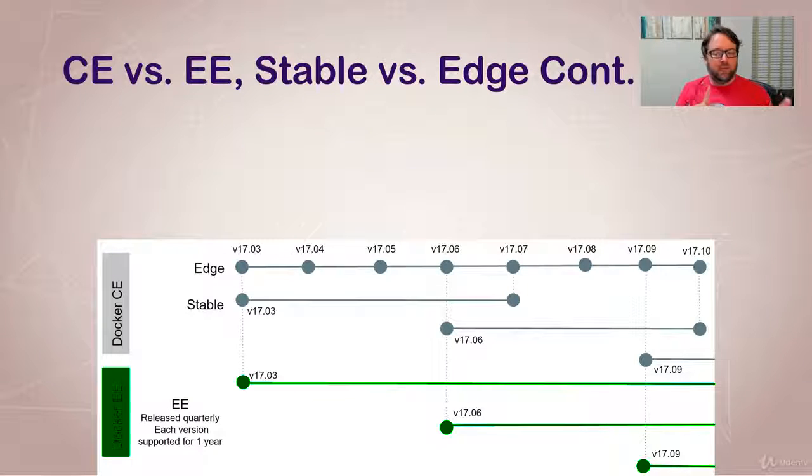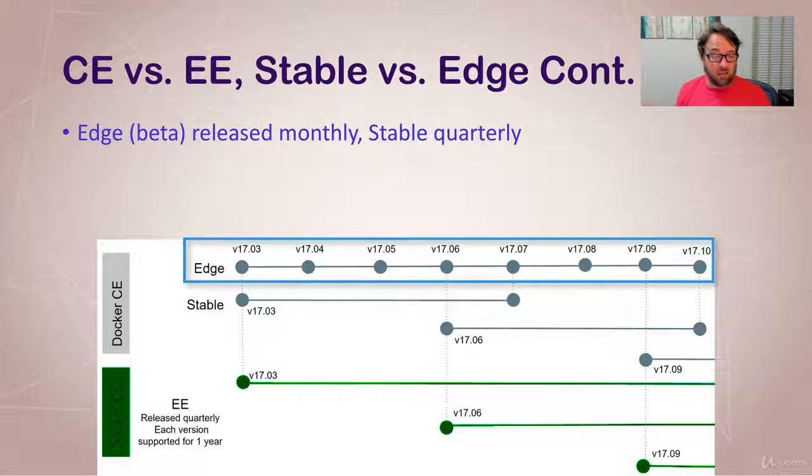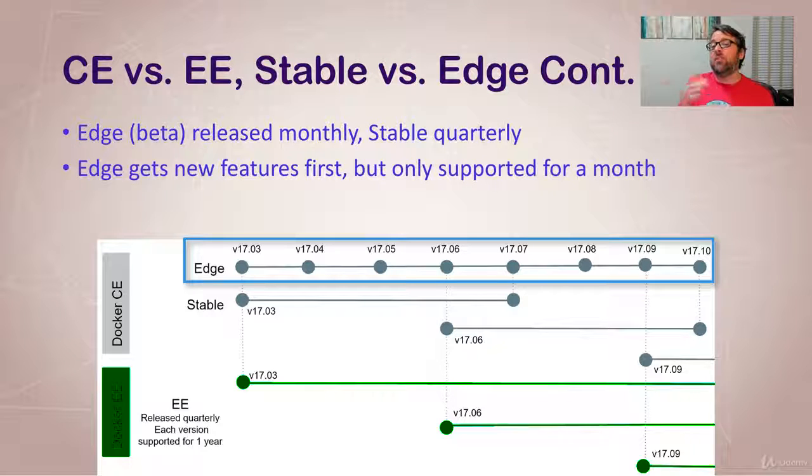And one last thing real quick, we just want to discuss the difference between the support lifecycle and the versioning of CE, EE, and what stable versus Edge means. So Edge actually means beta in the Docker world, and it comes out every month, and unfortunately it's only supported for a month until the next beta comes out. I personally run Edge on my laptop because I like to test new Docker things. You may not want to do that.